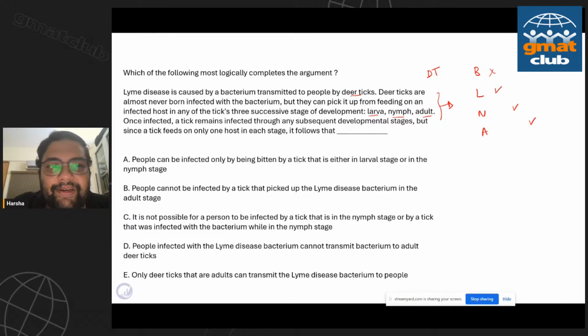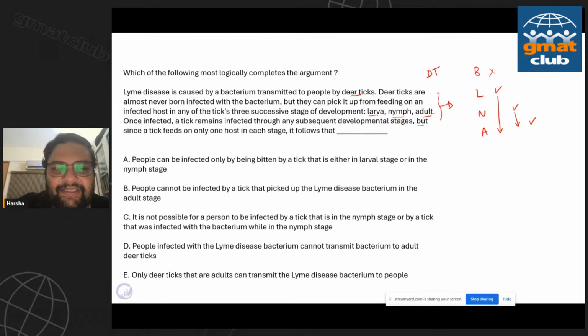Once infected, a tick remains infected through any subsequent stage. So, in other words, if the deer tick picked up an infection in the larval stage, it is infected for life. That does not change. Similarly, if the deer tick picks up an infection in the nymph stage, it is infected for life. And of course, after the adult stage, the deer tick dies. There's nothing more, right? Because we are given there are only three successive stages. This last line is important.